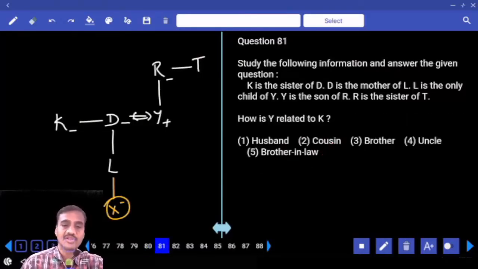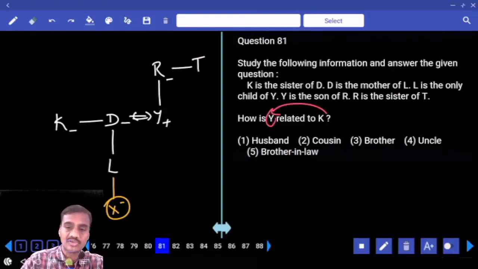And how is Y related to K? For Y related to K, we are supposed to move from K to Y, and your answer should be regarding Y.